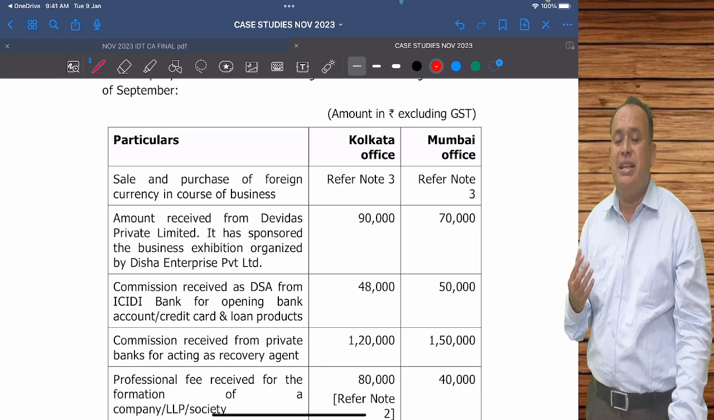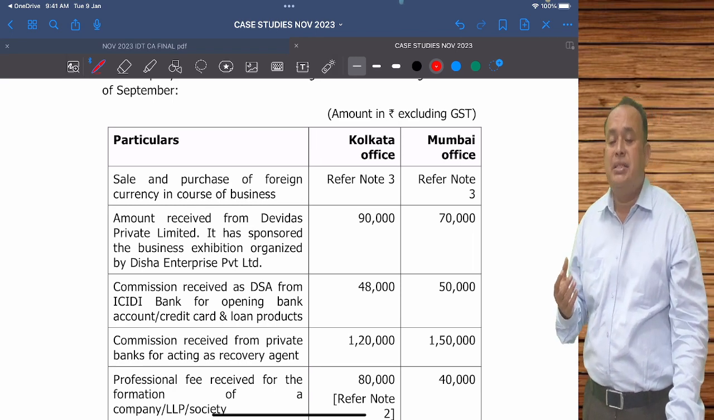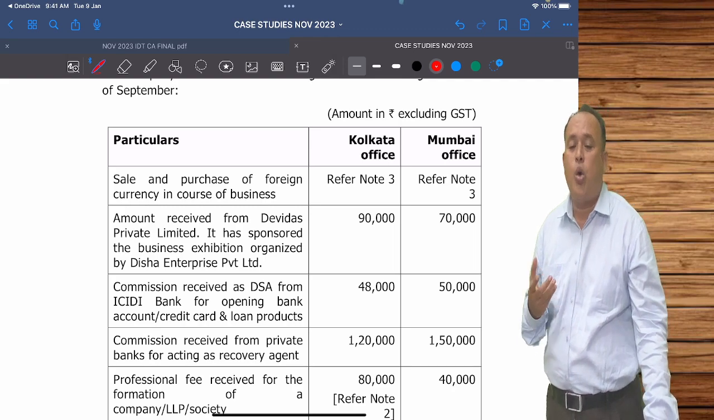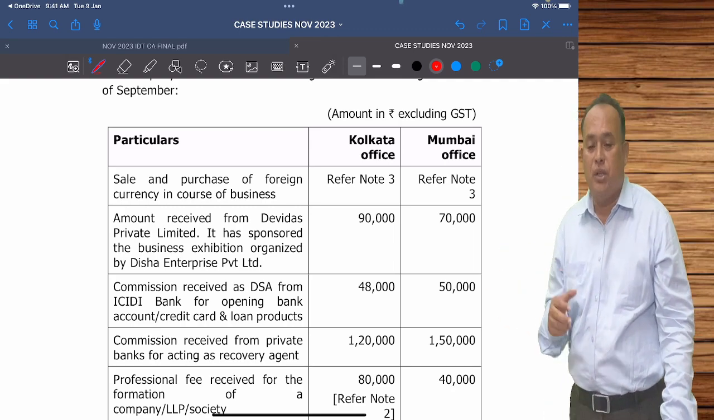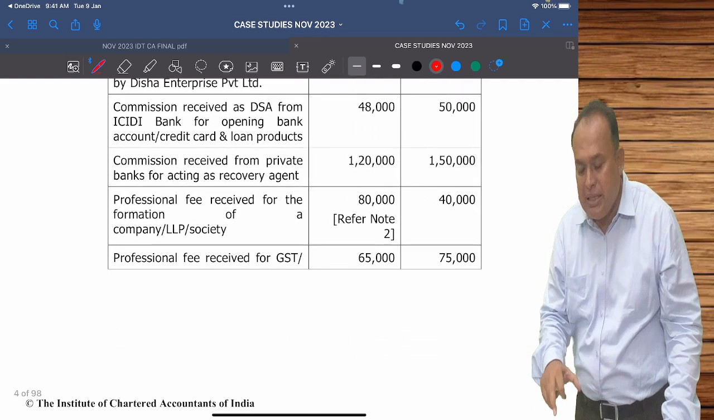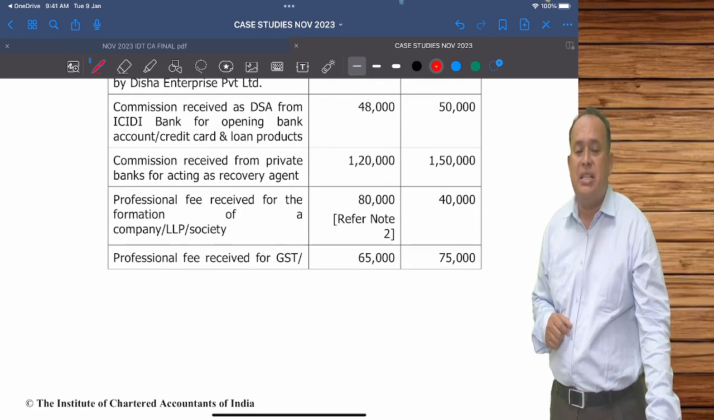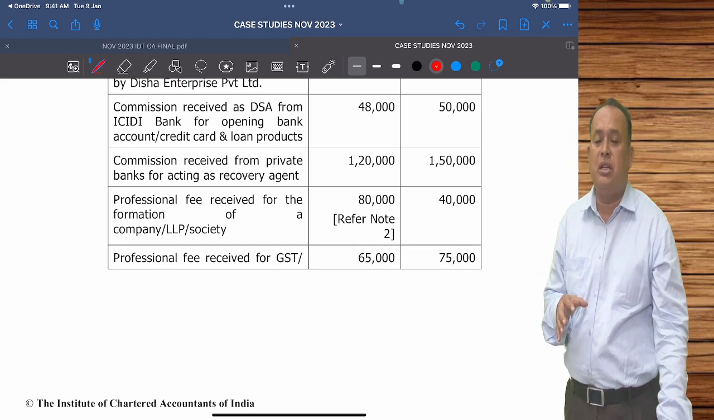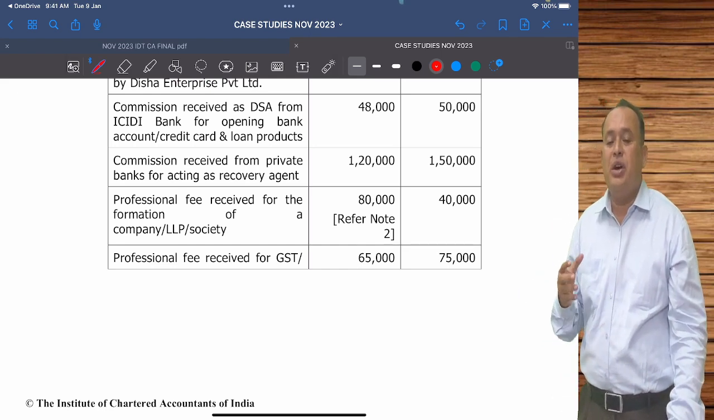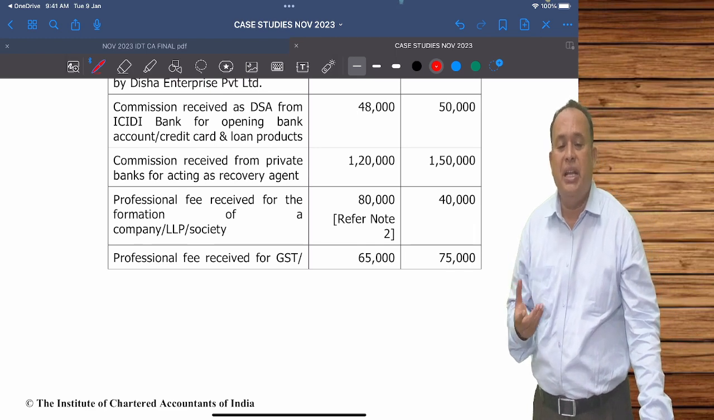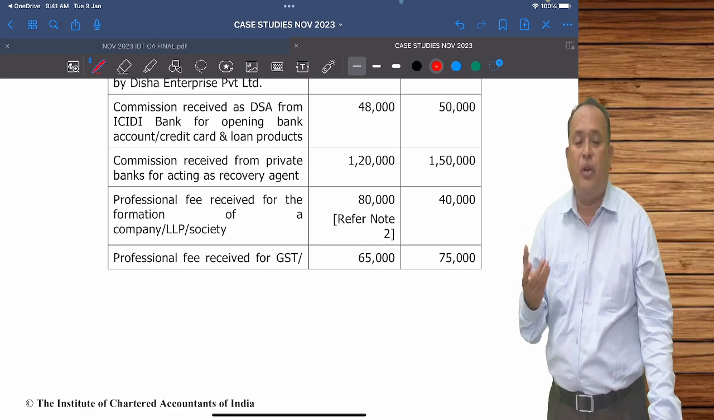Commission received as a DSA from IDI Bank for the opening of accounts and credit card and loan products, 48,000 and 50,000. Further, commission received from private banks for acting as recovery agent, 1,20,000 and 1,50,000. Professional fee received for the formation of company, LLP, society, which is 80,000 and 40,000.